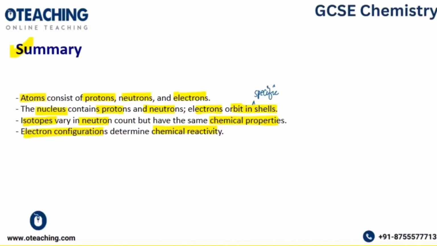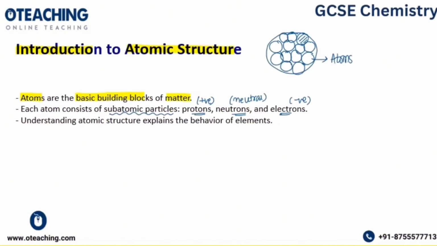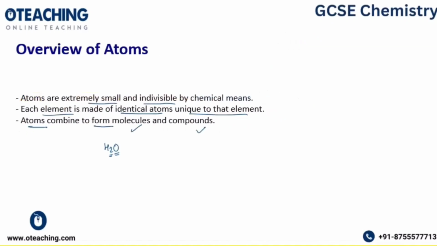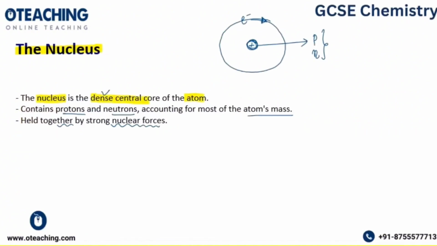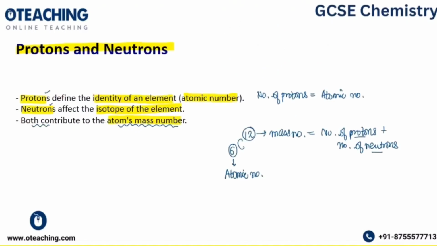So, what all we studied in this lecture? First, we studied about atoms, and then subatomic particles, which include protons, neutrons, and electrons. After that, we studied about the nucleus, which is the central core of the atom. Then protons and neutrons. Protons are positively charged, neutrons are neutral. Protons determine the atomic number and neutrons affect the isotope of the element. Both contribute to the atom's mass number, because mass number is the number of protons plus the number of neutrons.